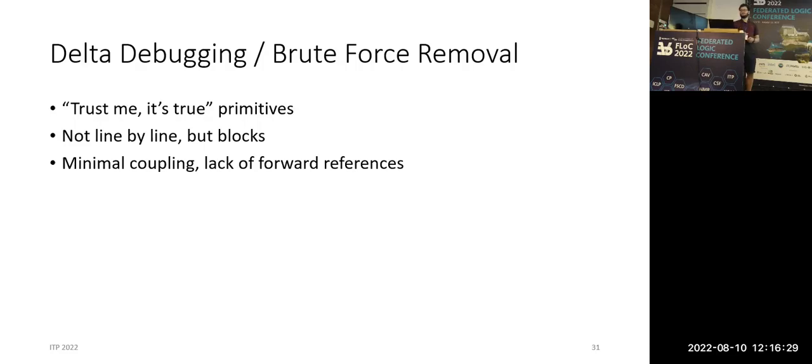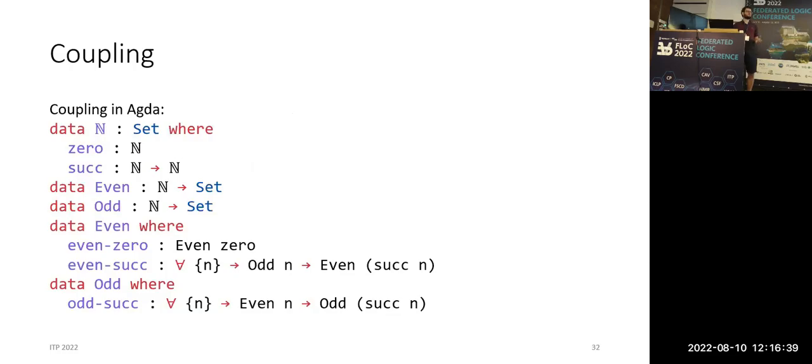Coq has minimal coupling. It has a lack of forward references, which is what allows it to have minimal coupling by and large. And let me explain what I mean by this. In Agda, for example, if you want to prove something about natural numbers involving evenness and oddness, you might write some code like this. And if you have some code later displaying questionable behavior that doesn't reference evenness and oddness, you would want to remove this block of code that says even and odd.